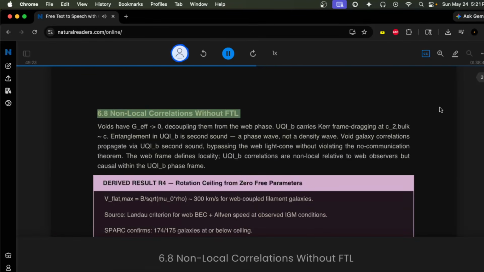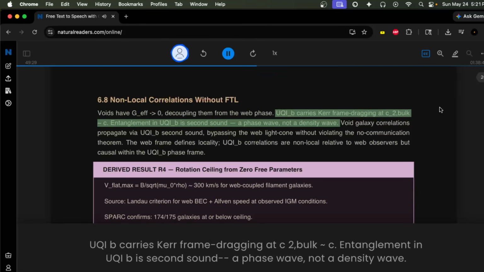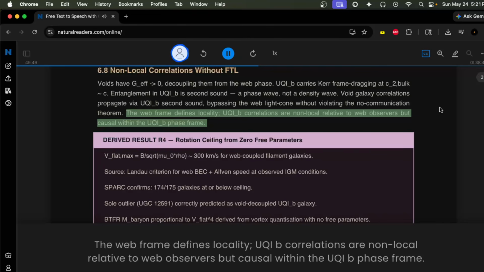6.8 Non-local correlations without FTL. Voids have GF to 0, decoupling them from the web phase. UQIB carries curve frame dragging at C2. Bulk entanglement in UQIB is second sound, a phase wave, not a density wave. Void galaxy correlations propagate via UQIB second sound, bypassing the web light cone without violating the no-communication theorem. The web frame defines locality. UQIB correlations are non-local relative to web observers but causal within the UQIB phase frame.